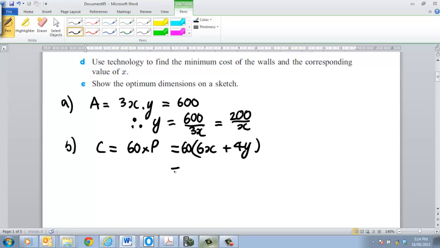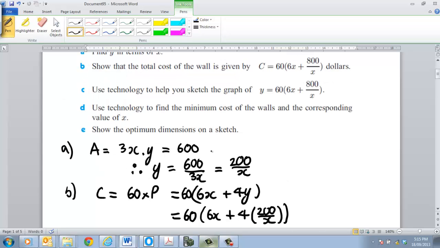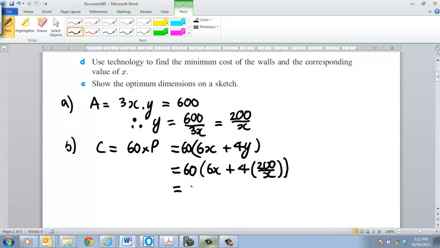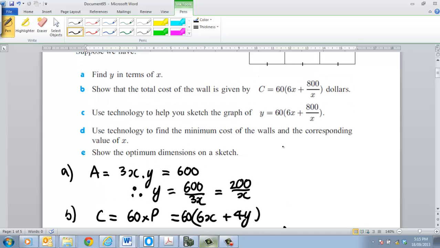Now in here I'm going to go 60 times 6x plus 4 lots of y. Now y is equal to 200 over x. You don't have to do it the way I'm doing it, but this is just one method. So when I expand that out, I'm going to get what? Keeping in mind I want to get the same order as over there, so I won't times the 60 through. So that's going to be 6x, 4 times 200 is going to be 800 all over x. Okay, and so therefore that is our example that we're getting there.